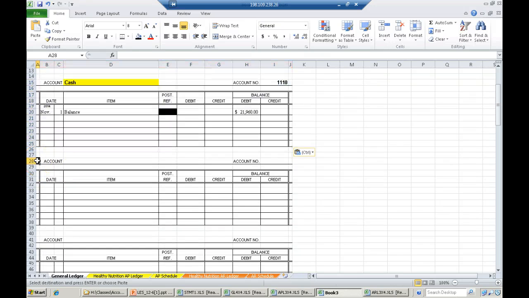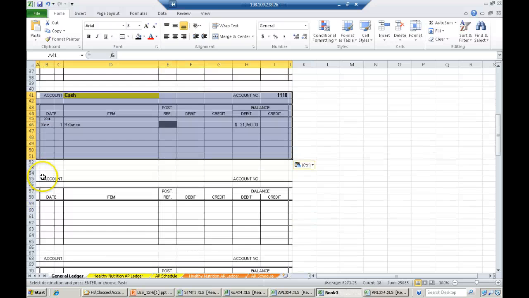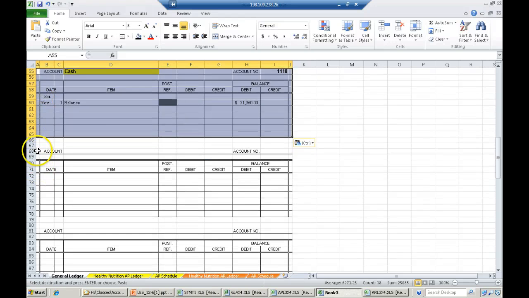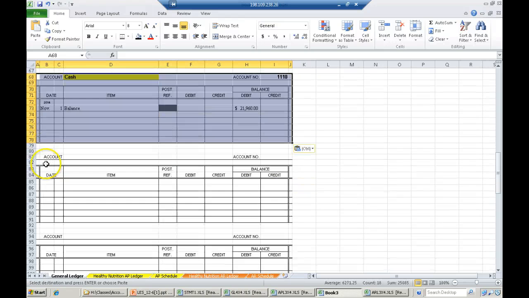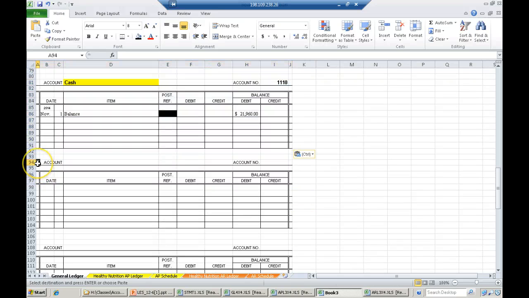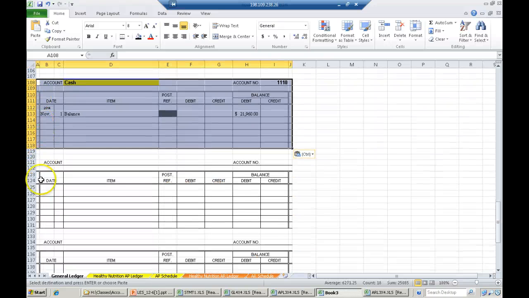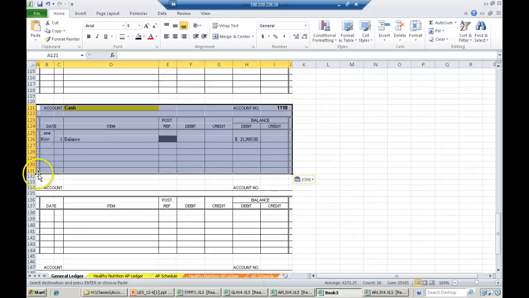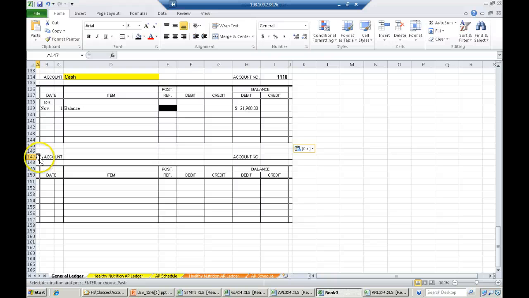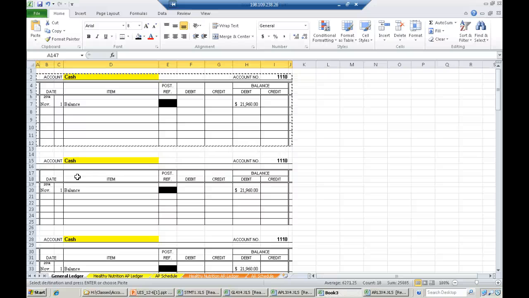Let's go to this one. Control V. I'm going to do this for all of them. That way everything's formatted. I don't have to continuously change anything. And there's our last one. Now they're all named cash and they're all of the same balance.